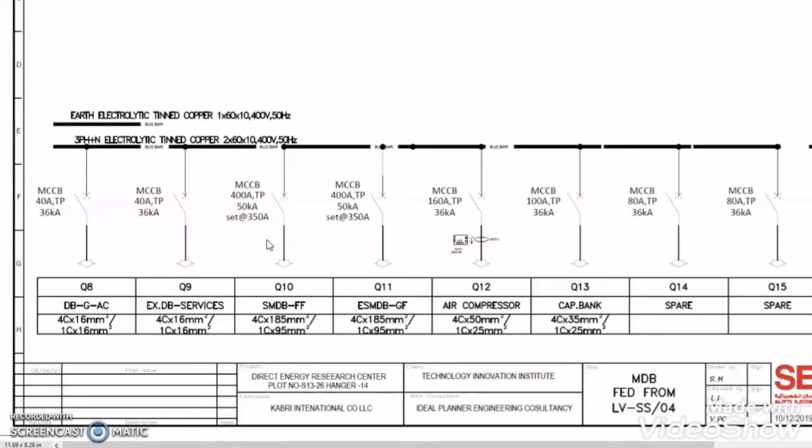I gave you this example in order to help you understand that it doesn't mean all outgoings of one panel will have the same prospective fault current. It may be different. When I calculate the prospective fault current, you will understand how the prospective fault current for the same panel's outgoings is different.